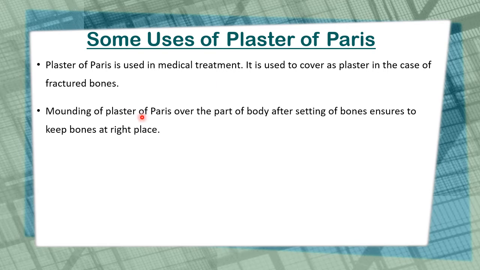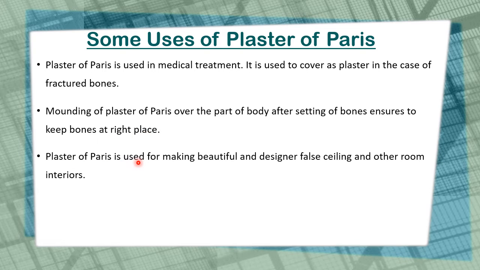Molding of plaster of Paris over the part of the body after setting of the bones ensures that the bones are kept in the right place. What is the purpose of plastering? See, there is a crack. That crack should not move for some days or some weeks. So to not allow the movement, or to make it immobile, we apply plaster on that area, known as plastering of the cracked part.